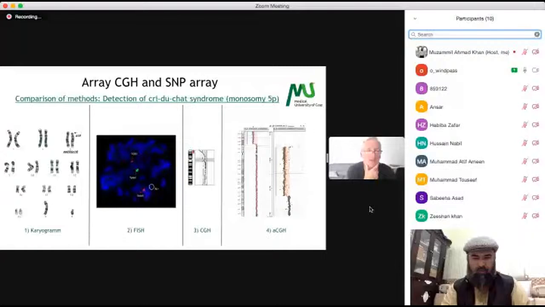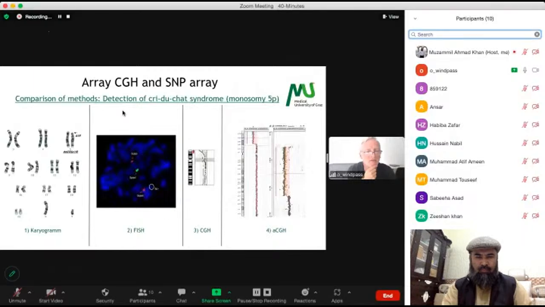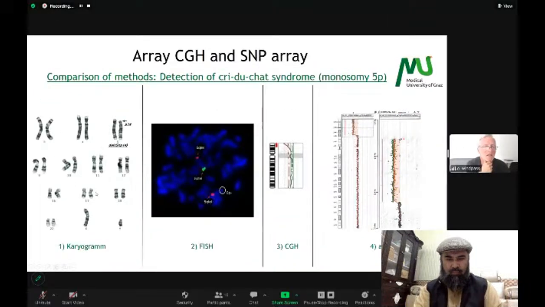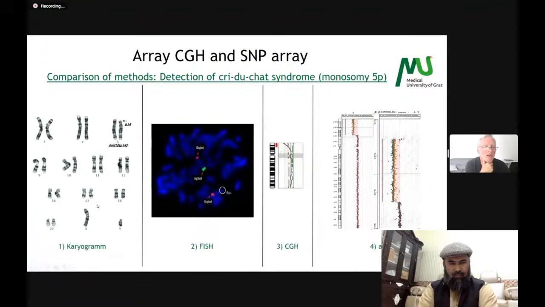So to get an overview of these methods which I just mentioned, especially array CGH and SNP array, here is a comparison using so-called Cri-du-chat syndrome. I hope many of you might already have heard of it. It's a quite frequent monosomy of a very telomeric part of chromosome 5. As you can see here, you can easily detect this aberration with classical karyotyping.